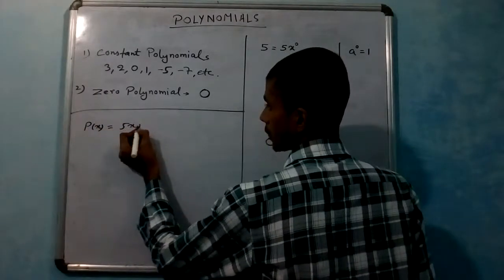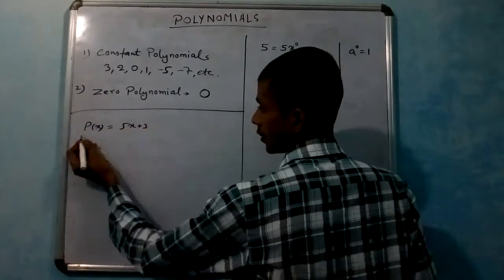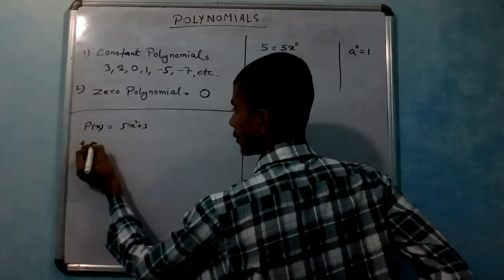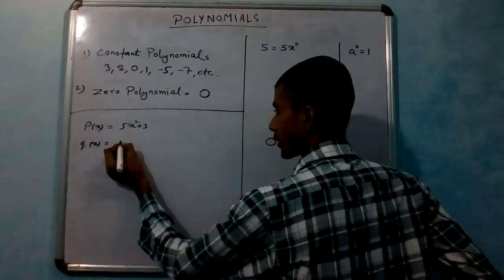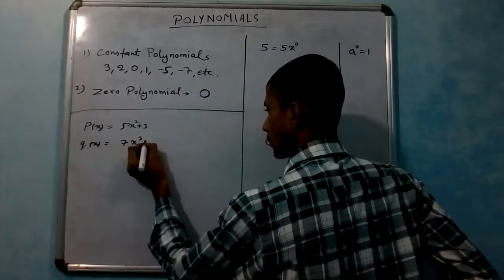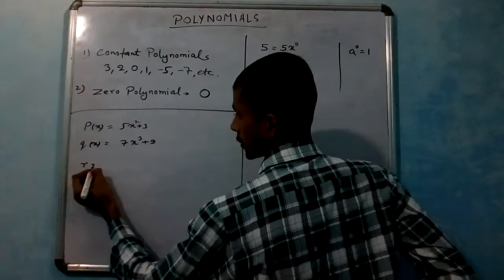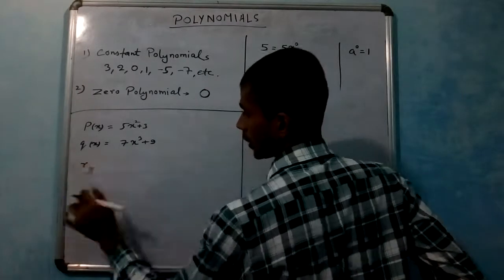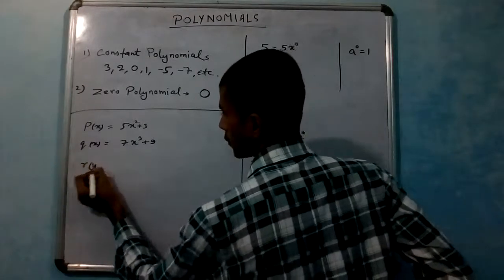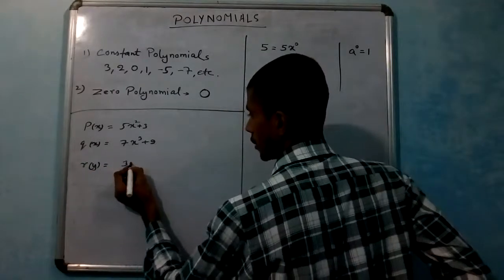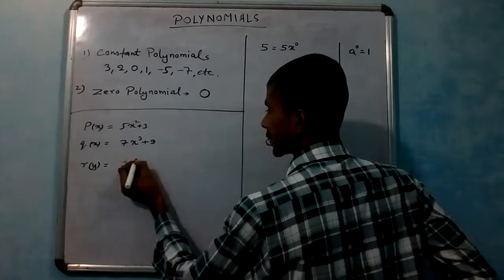5x plus 3, 5x square plus 3, anything, q(x). 7x cube plus 9, r(x) or r(y), anything, r of y, that is 3y square minus 5.